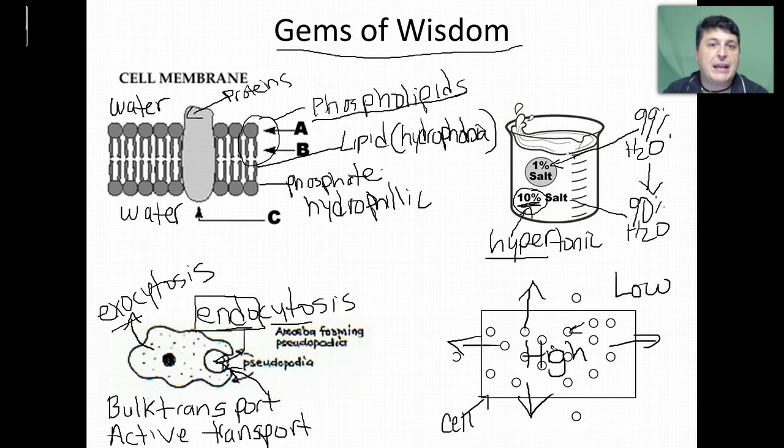Then you had to explain what was going on. It was important that you talked about the fact that inside the cell there was a higher concentration and it needed to move to where it was a lower concentration in order to reach equilibrium.